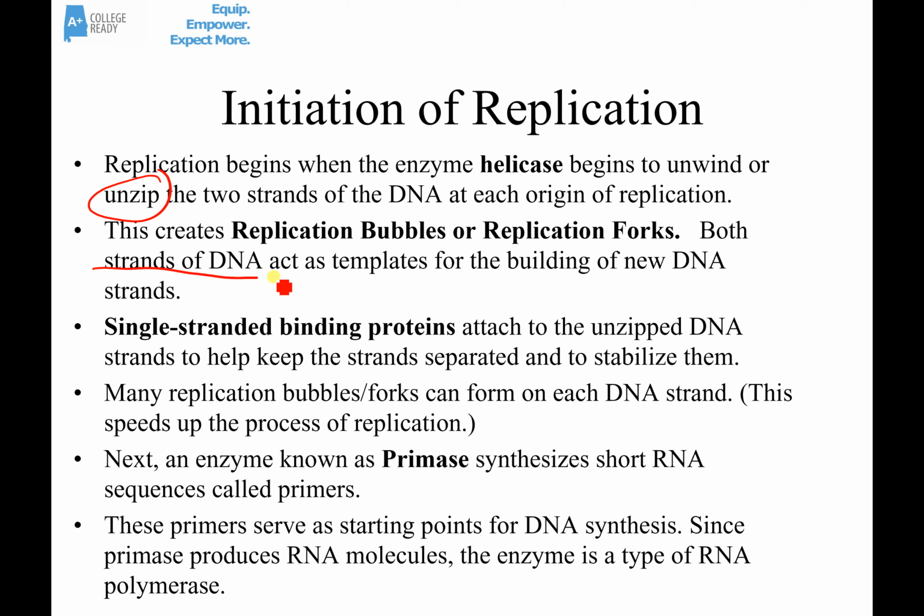These proteins, called single-stranded binding proteins, come in and attach to the unzipped DNA to help keep it separated and to stabilize it. Remember that this is starting at multiple origins, so we'll get multiple replication bubbles or forks on each DNA strand. Next, an enzyme called primase comes in and synthesizes a short piece of RNA called a primer. These serve as actual starting points of DNA synthesis.